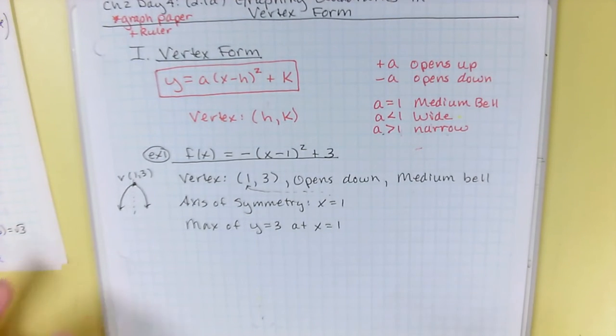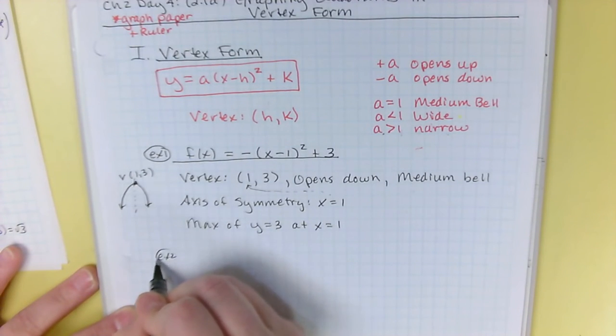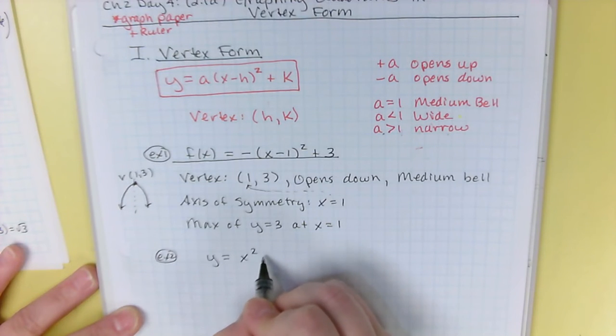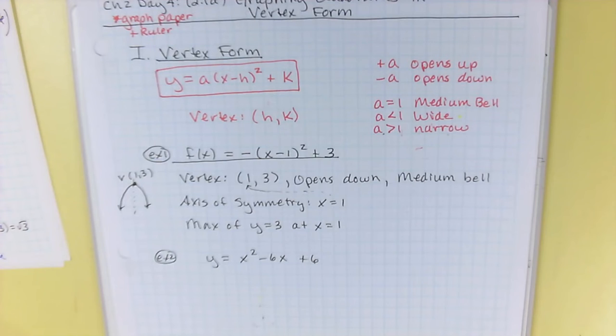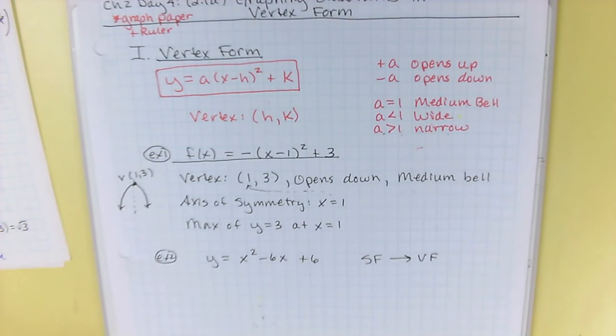Okay, so let's do another one. So that one's just like basically how to read it. Any questions about how to read the formula? Okay, let's do another example. Let's say that you have an equation in standard form. y equals x squared minus 6x plus 6. And we're going to change it from standard form to vertex form.